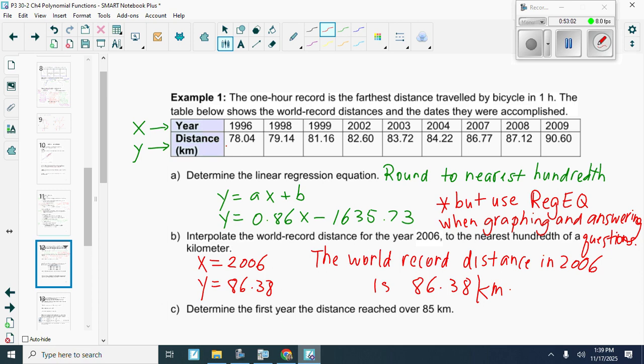That's it for this slide. So for interpolation, you're going to be using the trace feature. If you need to, write that down in the margin so you know what buttons to press, because this is the way that I'm going to show you. I'm just going to say x is equal to 2006, and you need to know that you're using trace in order to figure out the y.